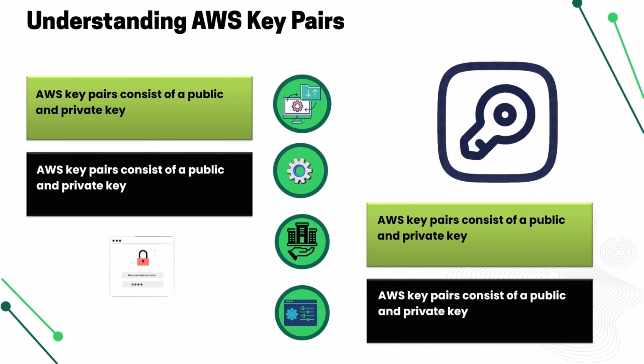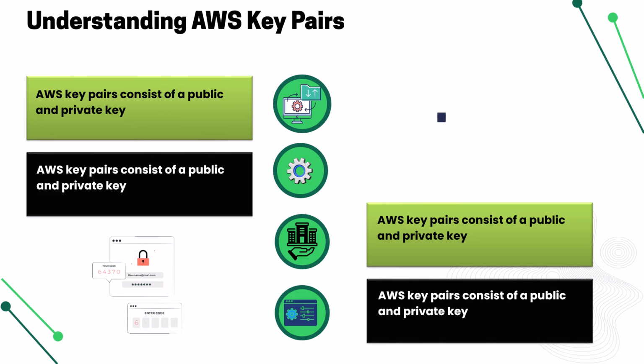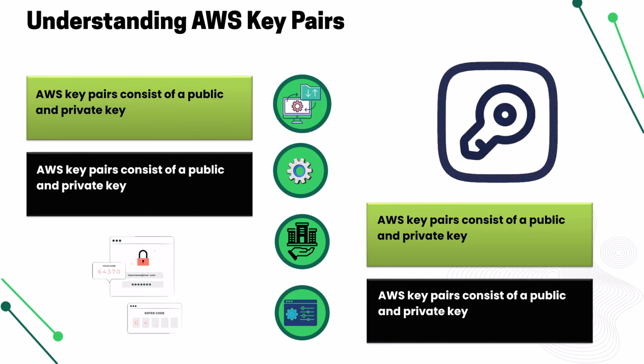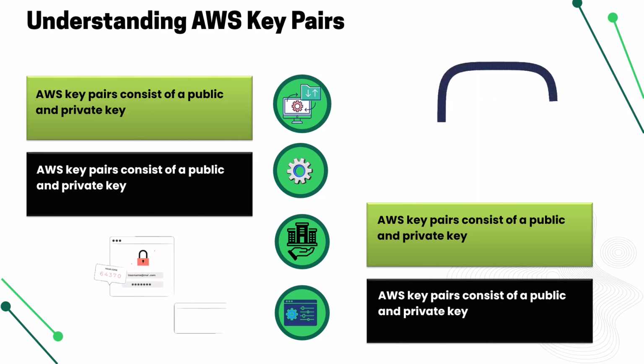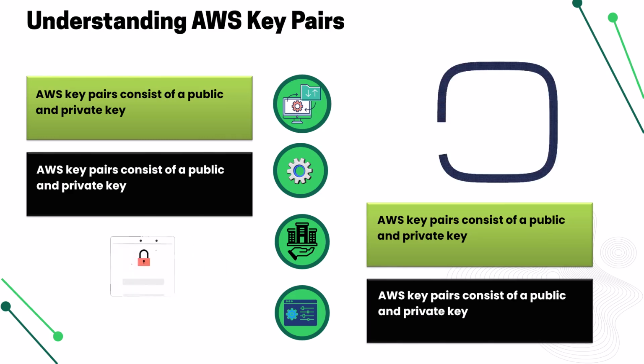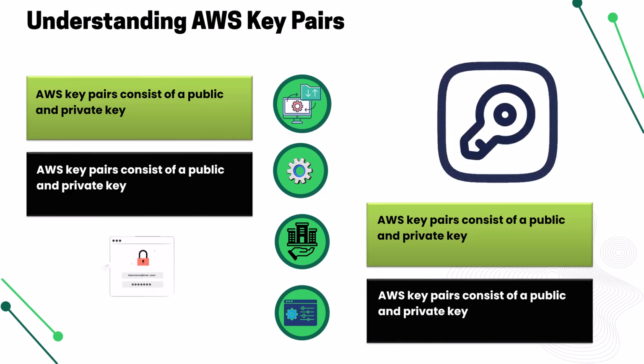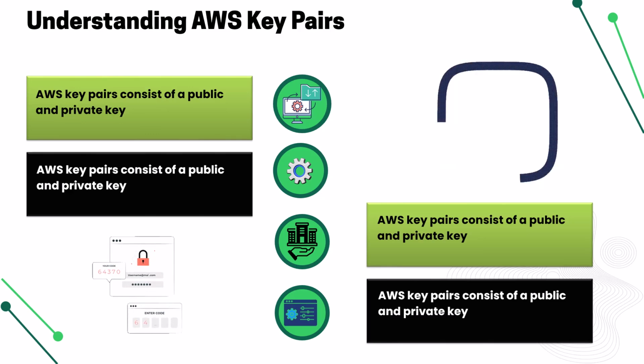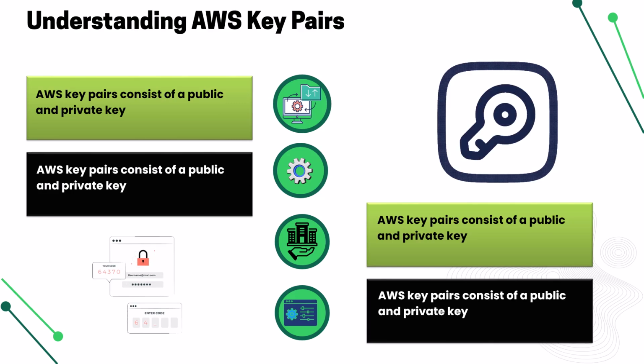AWS Key Pairs. Sounds fancy, but they're just like a digital lock and key. The public key stays in AWS like an open door policy, while the private key is yours alone. Never share it. This setup ensures secure authentication, keeping cyber intruders out. They're especially vital for EC2 instances and IAM user security. So, if you don't want unexpected guests snooping in your AWS setup, keep your keys safe.